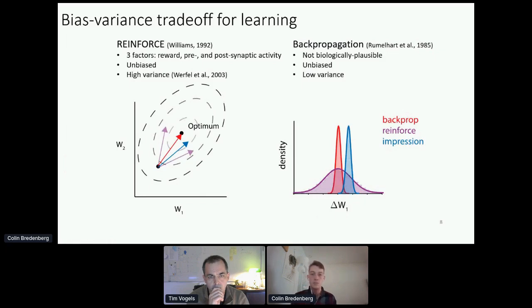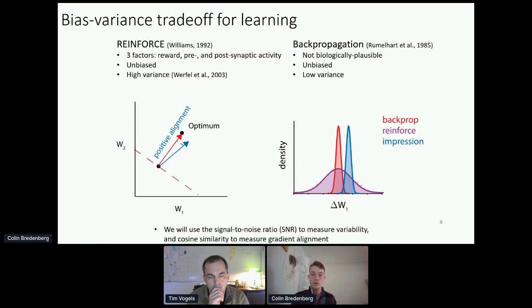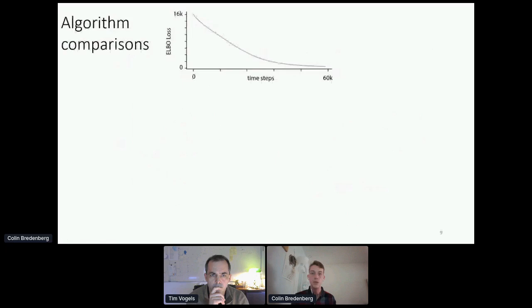We need to validate experimentally that it aligns to proper gradient descent, which we're going to assess using cosine similarity, and that it has a positive cosine similarity, and that it has variance properties that are closer to backpropagation than REINFORCE, which we're going to assess using the signal-to-noise ratio of our gradient estimates. Also, we need to assess that it learns effectively in high-dimensional environments. So we have exactly those necessary validations here.